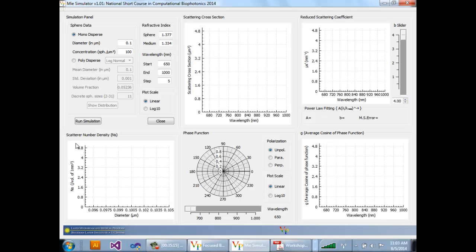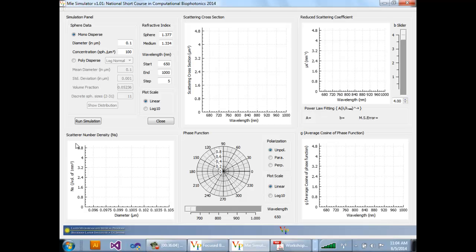During the afternoon lab session, one exercise is about this Mie simulator. Let me explain a little bit about these panels. This one gives sphere data. We have two distributions, monodisperse and polydisperse. In monodisperse, you need to give the diameter and concentration. Then this panel shows a sphere refractive index and medium refractive index. And you can use the wavelength with steps of 5 or 1 or whatever, you can use different choices. And then plot scale, linear or log for these plots.